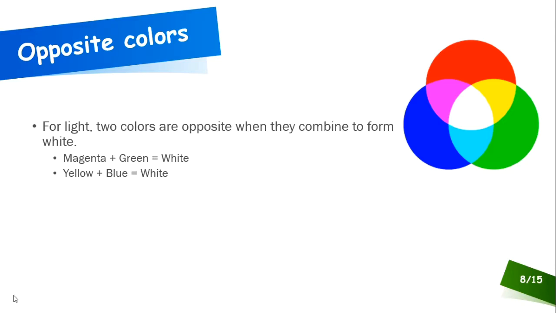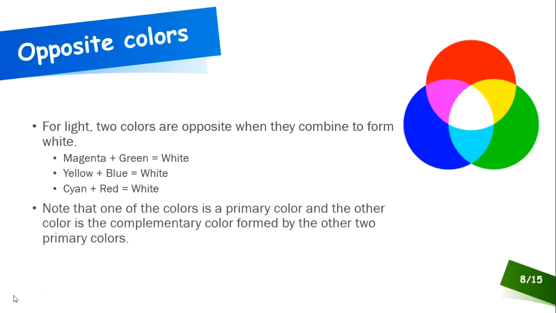Yellow is on one side, blue is on the opposite side of the color wheel. Those are opposite colors, so they combine to give you white. Cyan and red, opposite colors, again combine to give you white. Note that one of those colors in the mix is a primary color, and the other is a complementary color formed by the other two primary colors. So that's why you're getting white light when you put opposite colors together, because you're basically taking all of the primary additive colors and putting them together.